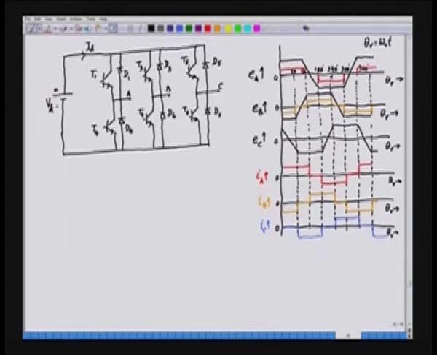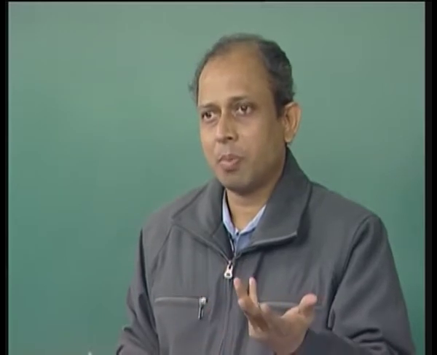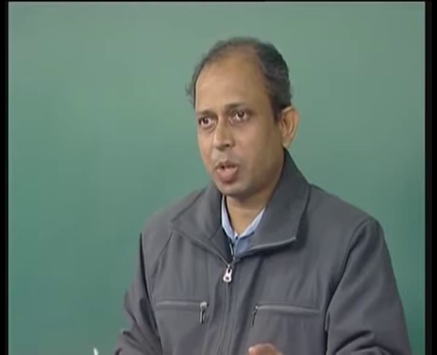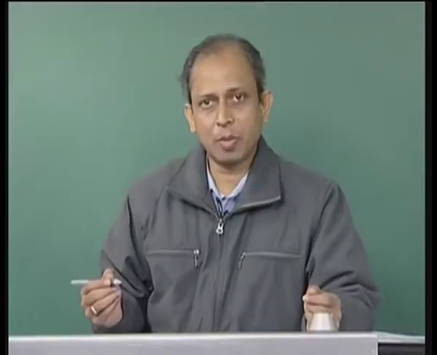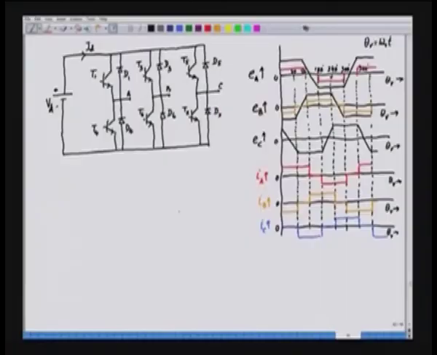So, we have 6 transistor switches and 6 diodes, and the diodes are required to feed back the inductive power back to the source. And we have the 3 phases of the motor. The motor 3 phases are like this. We have phase A here, phase B, let us say phase C, maybe star connected.